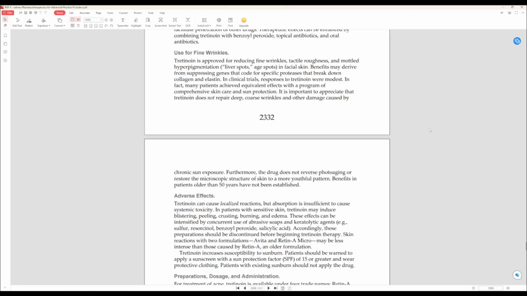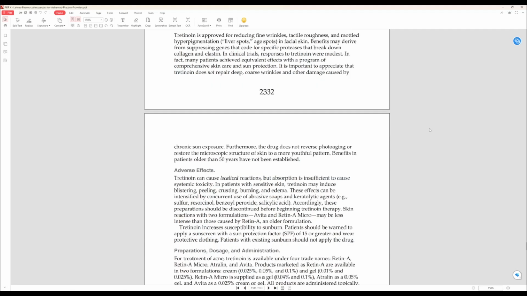Benefits in patients older than 50 have not been established. So, its adverse effects. Tretinoin can cause a localized reaction, but absorption is insufficient to cause any kind of systemic toxicity. In patients with sensitive skin, tretinoin may induce blistering, peeling, crusting, burning, and edema. These effects can be intensified by concurrent use of abrasive soaps and keratolytic agents. Accordingly, these preparations should be discontinued before beginning tretinoin therapy.